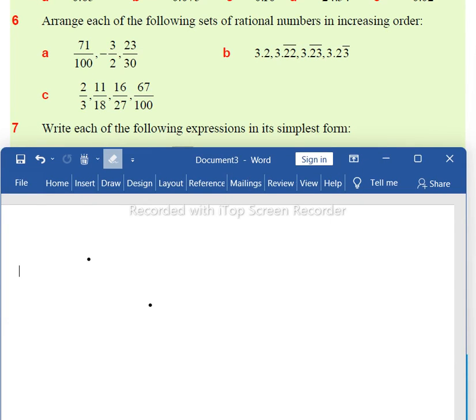Under question number 6, arrange each of the following set of rational numbers in increasing order. This is very simple. We can write this number in the form of rational increasing order.